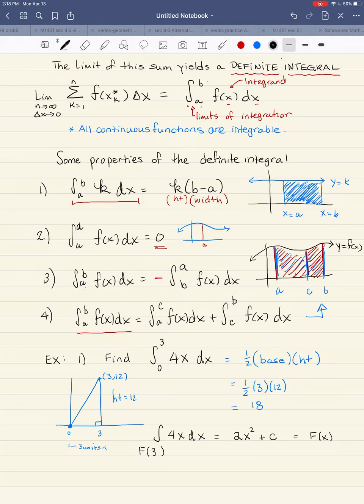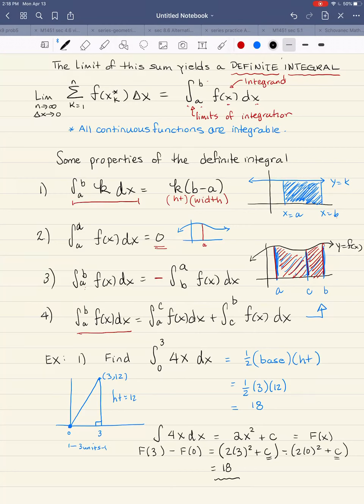That we called capital F in the last section, the antiderivative. If we find the value of the antiderivative at the right endpoint minus the value of the antiderivative at the left endpoint, we should get that same area. So let's try it. 2 times 3 squared plus c, minus 2 times 0 squared plus c. 3 squared is 9. 2 times 9 is 18. This c subtracts out with that c, and 2 times 0 is 0. And so that is the way you can use calculus to compute that area.